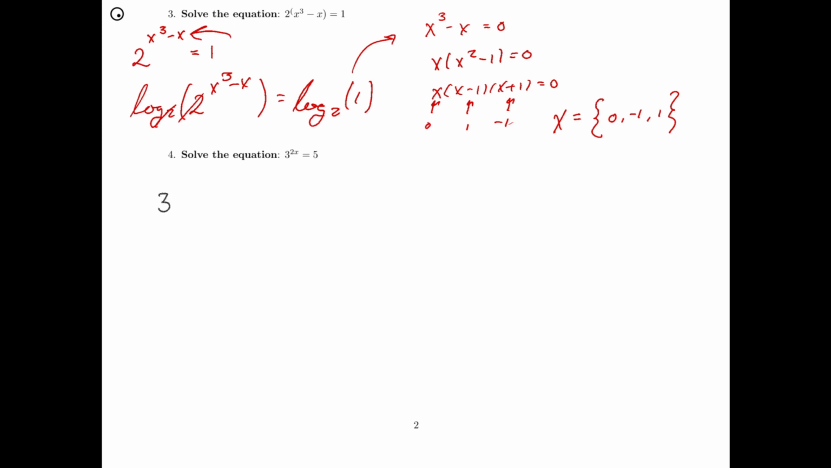So we get 3 to the 2x equals 5. And so again, hopefully we're more used to this pattern now. But what we can do here is we can actually undo our 3 with a log base 3.